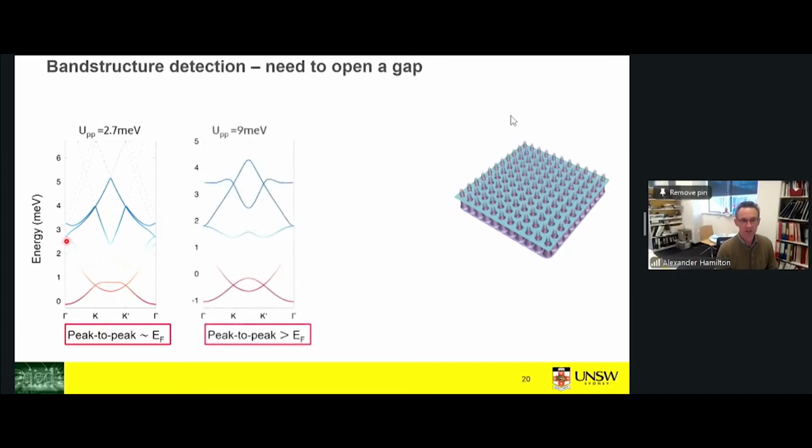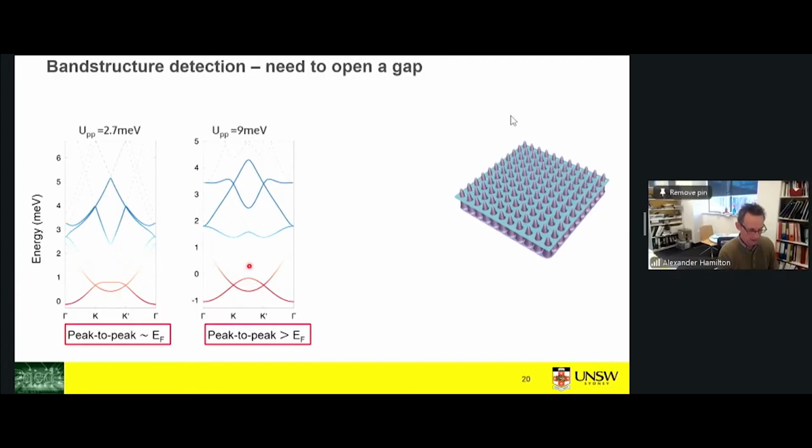So I turn up the strength of the modulation. Now the peak-to-peak modulation is bigger than the Fermi energy. It's about 3 times bigger than the Fermi energy. And my parabolic band, you can kind of see there's a little bit left of it. But now really it's changed quite a bit, and I've opened up a small band gap here.